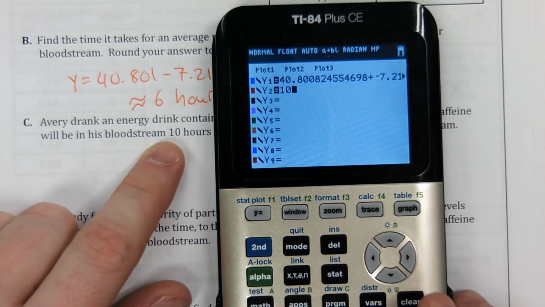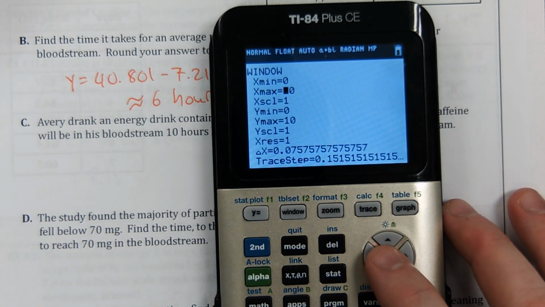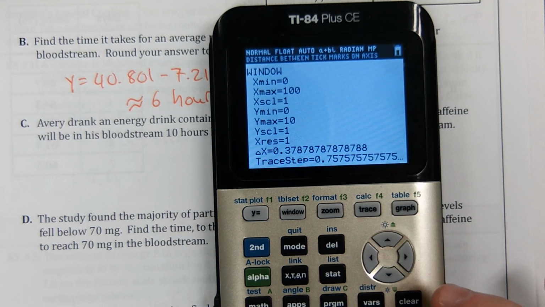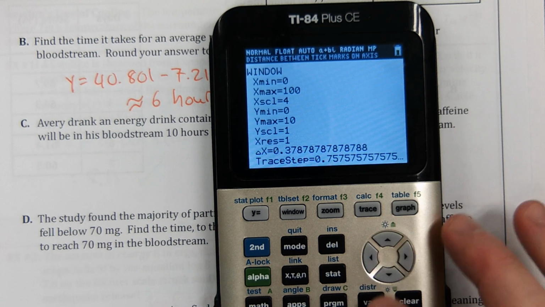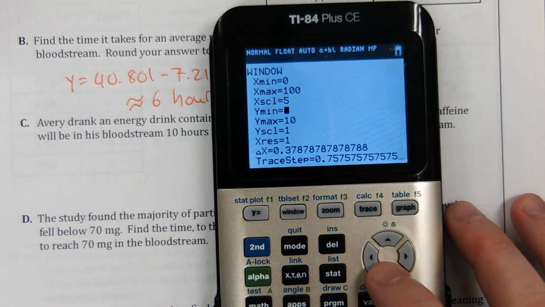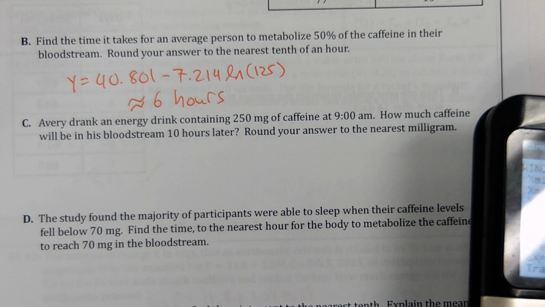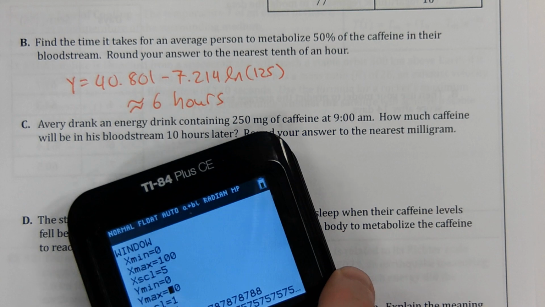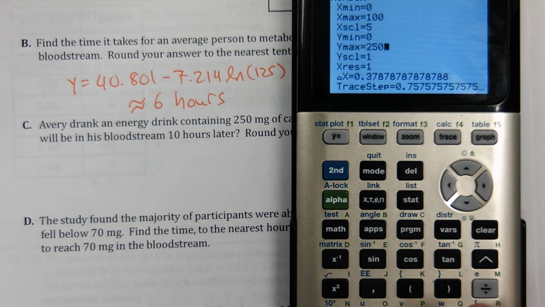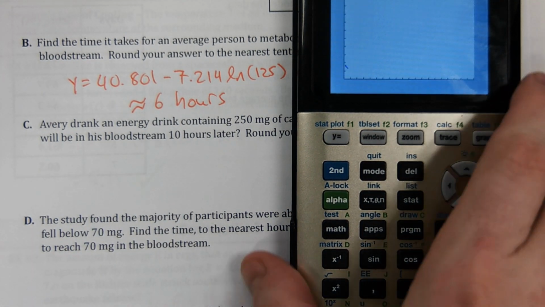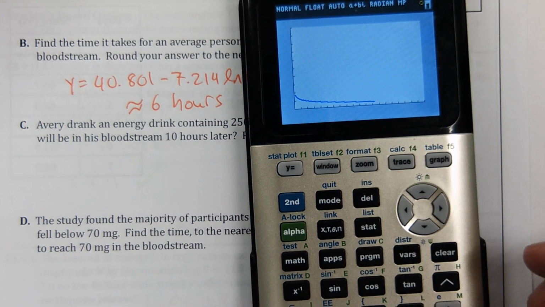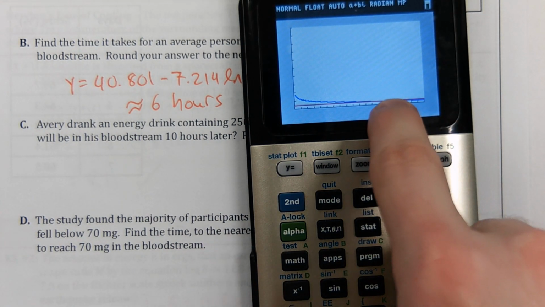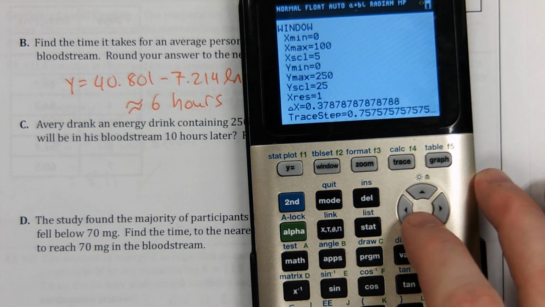I'm going to take my window from 0 to 100 on the amount of caffeine, and hopefully that's enough. Have my scale go by 5s, that way there's 20 tick marks. And 0 to 250? Oh, no, something's drastically wrong here. Hey, it looks like there's an answer there. Oh, I was looking for Y equals 10. That's why. Duh.